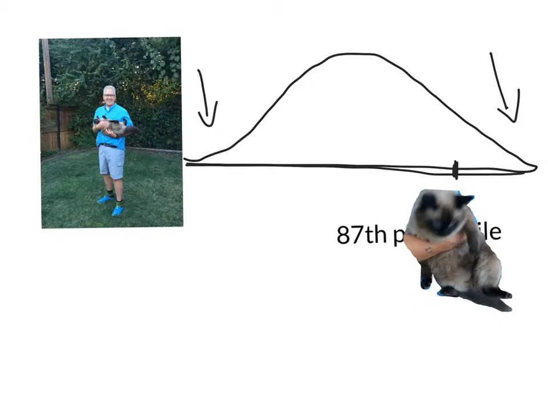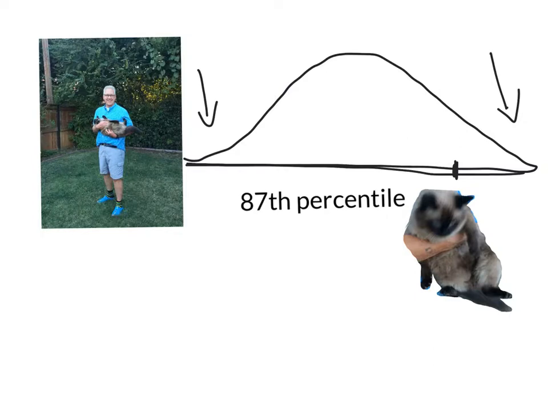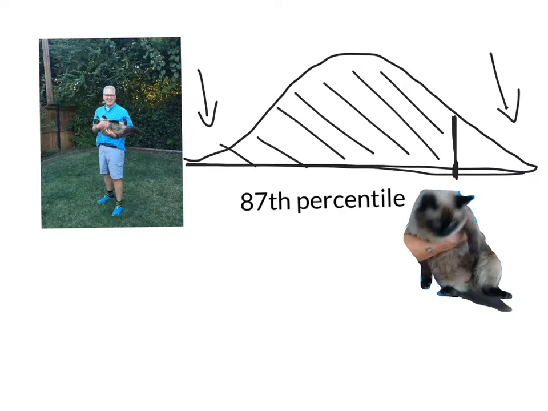87% of the other cats are smaller than him. So we might say that. So that's what percentile means. If he's the 87th percentile, that means 87% are way less than him. Okay, you may have heard that before, like if you get a national test score, you're in the 90th percentile if you take your SAT, that kind of thing.